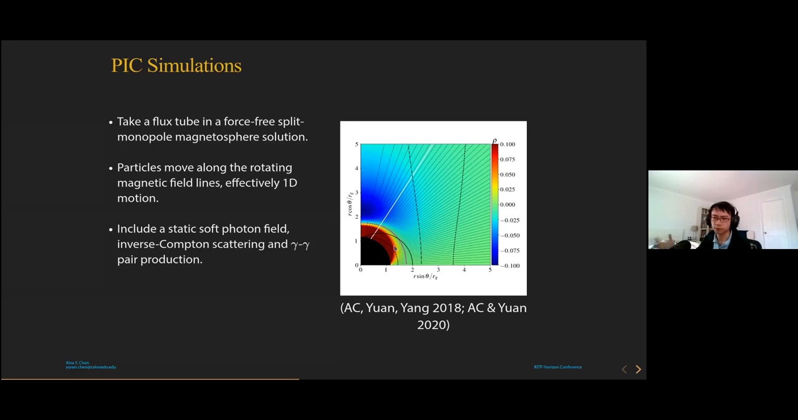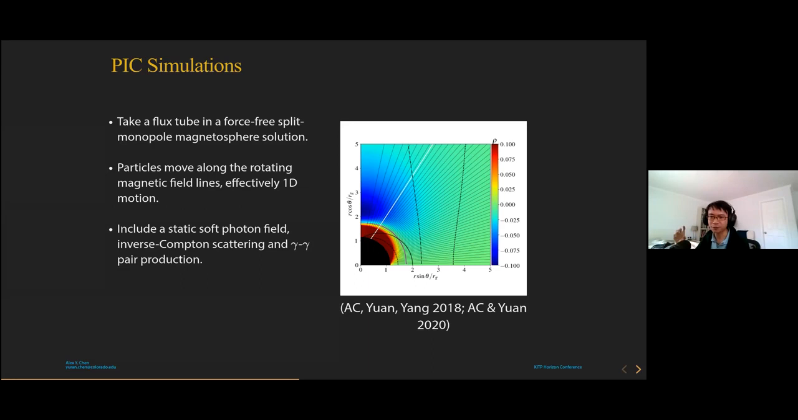We start with some split monopole configuration. This is a color plot of the charge density that I was talking about, the Goldreich-Julian charge density. It's negative here and positive here. There's a curious surface where it changes sign. It's called a null surface. We took one single flux tube in this magnetosphere, that's the white line here, and we modeled the particles' motion along this flux tube.